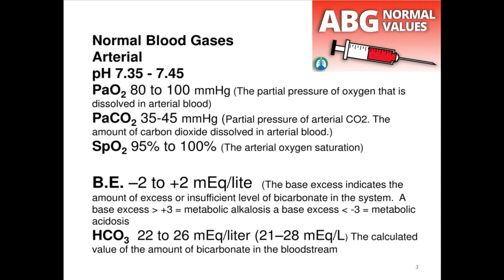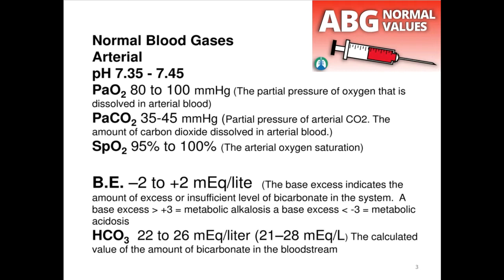Normal blood gases: arterial pH 7.35 to 7.45. PaO2, the partial pressure of oxygen that is dissolved in arterial blood, 80 to 100 mm of mercury. PaCO2, the partial pressure of carbon dioxide dissolved in arterial blood, 35 to 45 mm of mercury. SpO2, the arterial oxygen saturation, 95% to 100%.